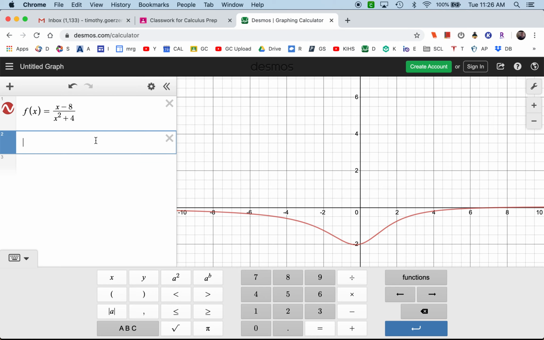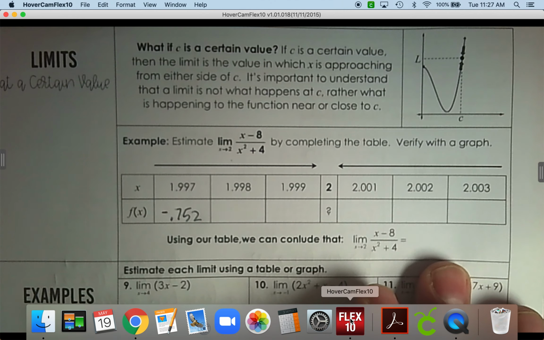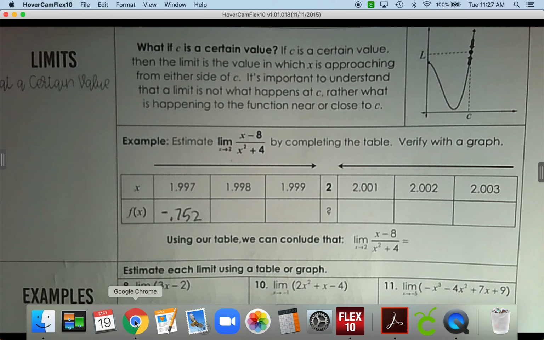All right, underneath I'm going to fill in the table this way. So I'm going to type in, like, what's the value at 1.997? And you can see the answer just popped up. So 1.997, that's negative, and we're just going to go to 3 decimal points, 0.752. So as I'm looking off of Desmos, just know that I'm also filling in the table of values at the same time. So we're going to go back and forth.